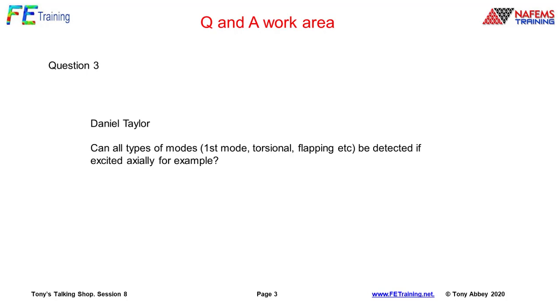Daniel asked a question: can all types of modes, first mode, torsional, flapping and so on, be detected if excited axially, for example? No, that's really the point. If we do a normal modes analysis, then we're saying there's no form of excitation. We're just doing a survey of every potential mode.